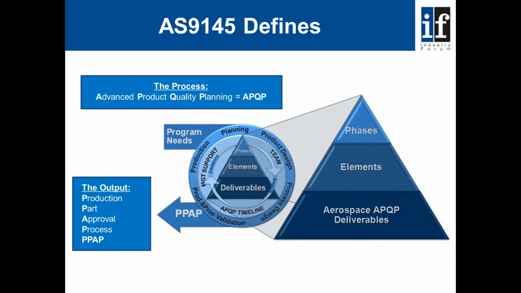AS9145 basically does two things for us. The first thing it does is describe the process, and in this instance the process is advanced product quality planning, and the output of that process then is the production part approval process, often called PPAP. PPAP is one of the many methods that could be utilised to give suppliers formal acceptance of their product into the end user and customer. So in real terms then, AS9145 covers the APQP process and product buy-off at the end of that process.